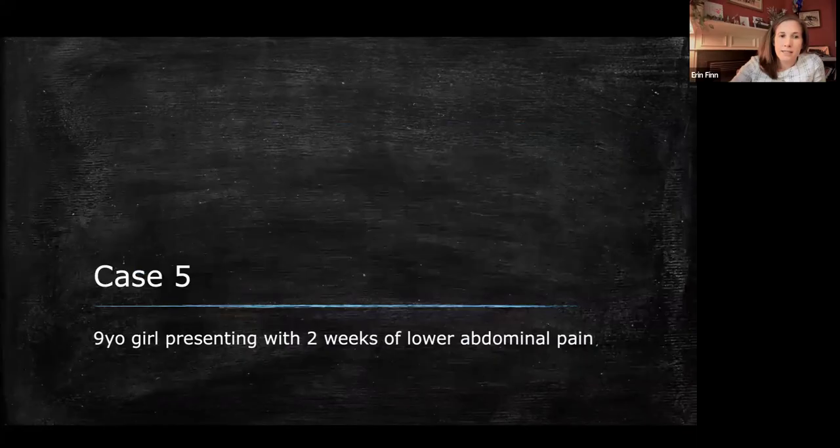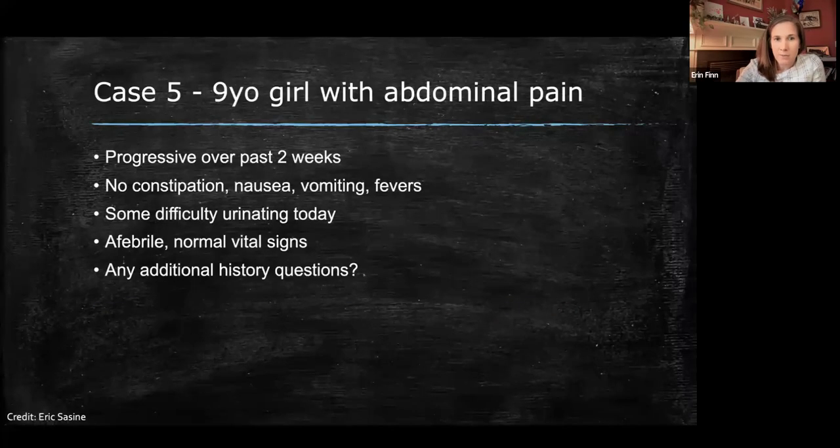Okay, so this is another case. This was also a girl presenting to the emergency department. Actually, all of these were presenting to the emergency department, but this is a 9-year-old who has 2 weeks of lower abdominal pain. And so just really brief history. This was progressive. She denied constipation, didn't have any nausea, vomiting, or fevers. She did note some difficulty urinating today, but then otherwise didn't have a fever, had normal vital signs.